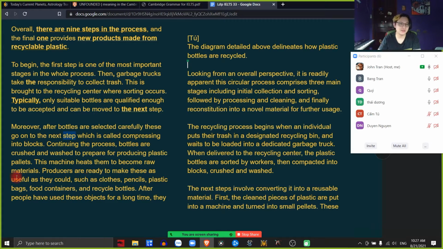But then because this one is the first sentence of the new paragraph, it needs to be clear, right?